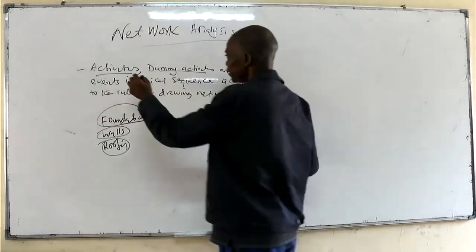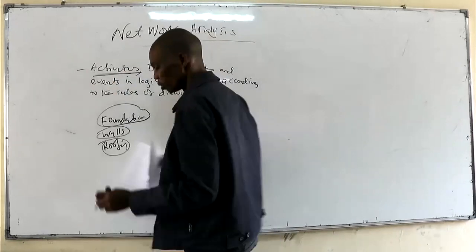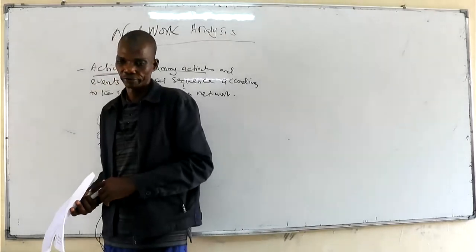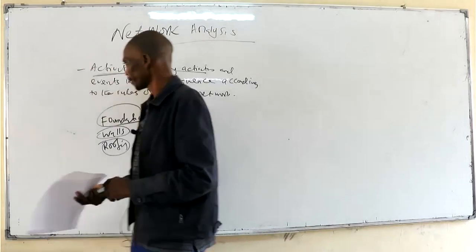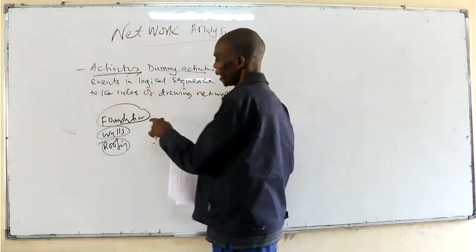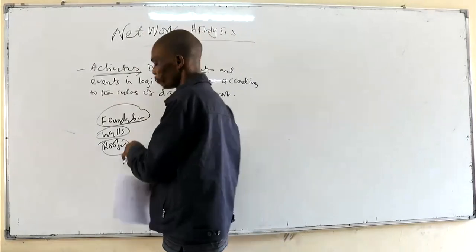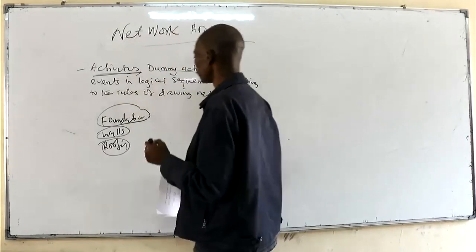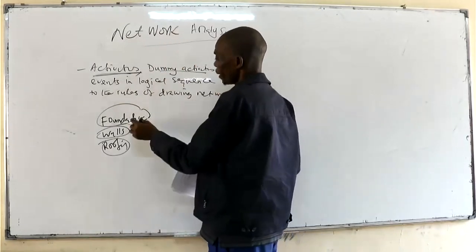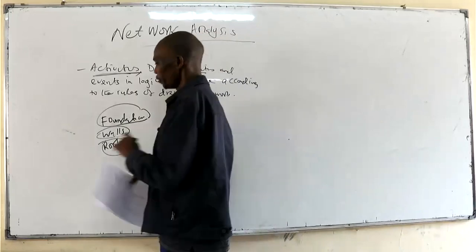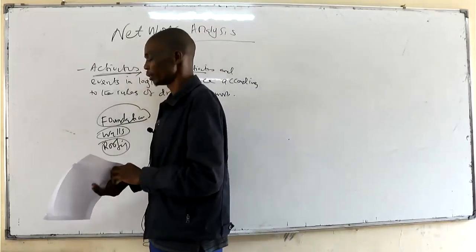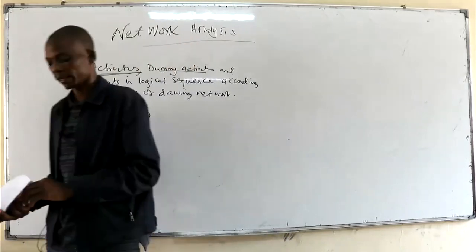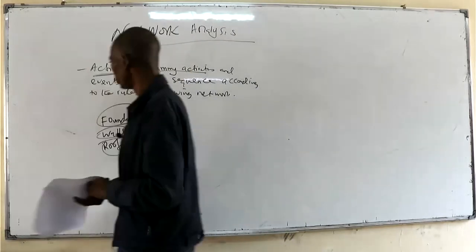So activity in a network is any job, any work, any task that consumes time and resources. So that work, that job, that task that consumes time and resources, like digging the foundation, walls and roofing when you're constructing a house, is what we are referring to as activities. Now, we also have logical sequence. Logical sequence means to start which activity. So you have to understand first the different activities, the different jobs that are involved in a network for you to be able to draw the network.